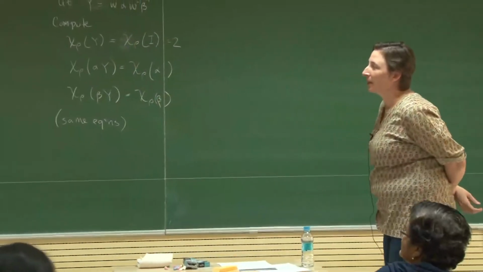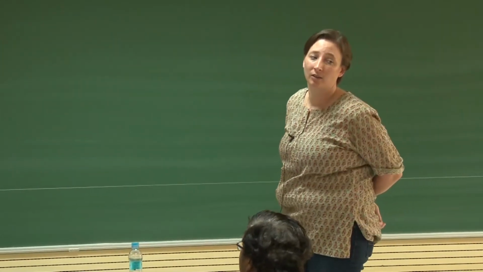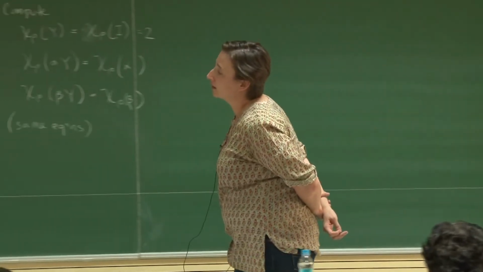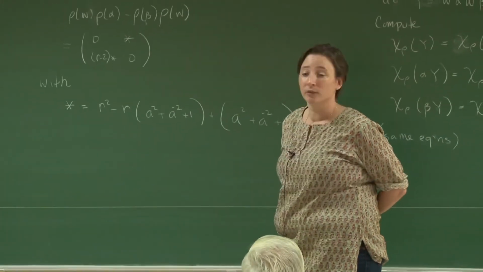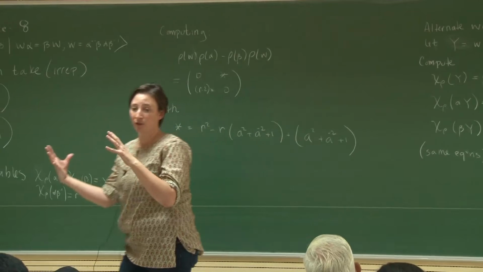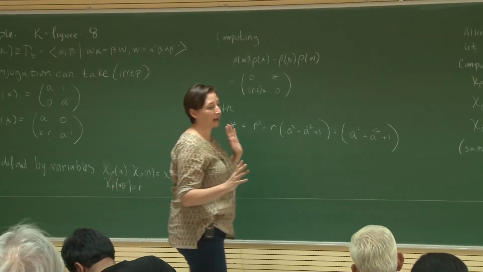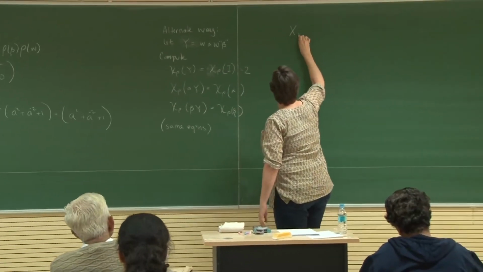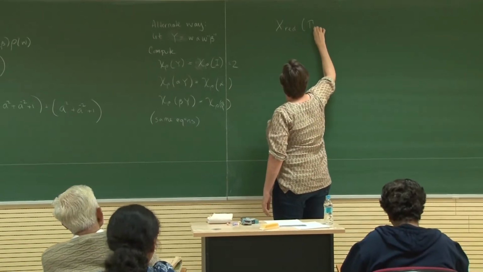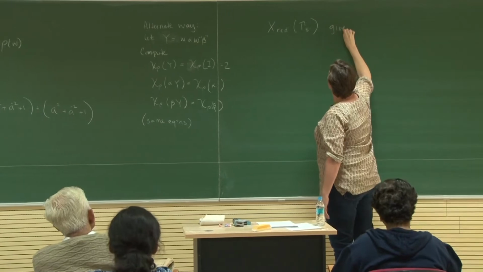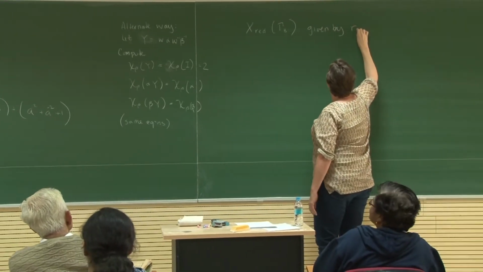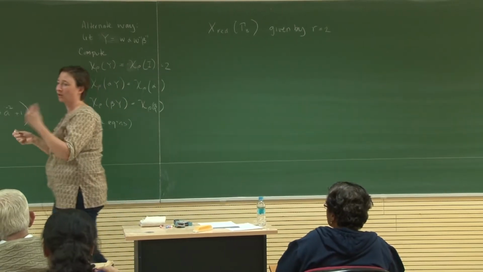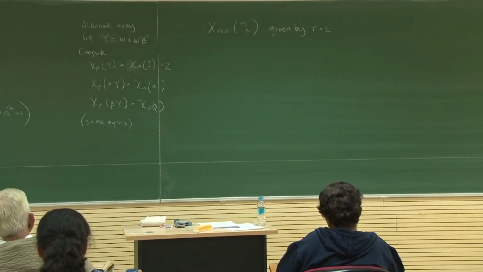I wanted to just begin by showing you how you can directly compute the character variety for the figure 8. I've only done the computation for irreducible representations. As we talked about, the reducible representations form an entirely separate component, and it's not hard to see that this is given by r equals 2.